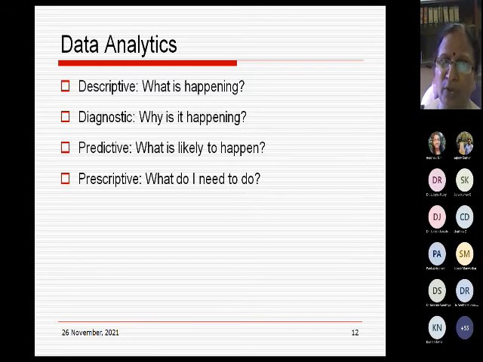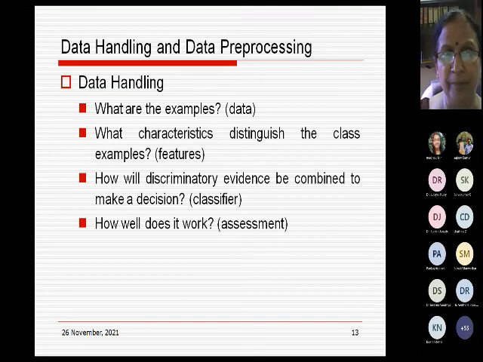When you try to find out or diagnose why it is happening, that is the diagnostic type of application you work with. Predictive analytics is when you try to predict, if this is happening, what can be the action you have to take, or what will be the output or the interpretation of the data. Prescriptive is what you should do so that you can achieve a specific goal. So these are the 4 categories in which we define the data analysis.